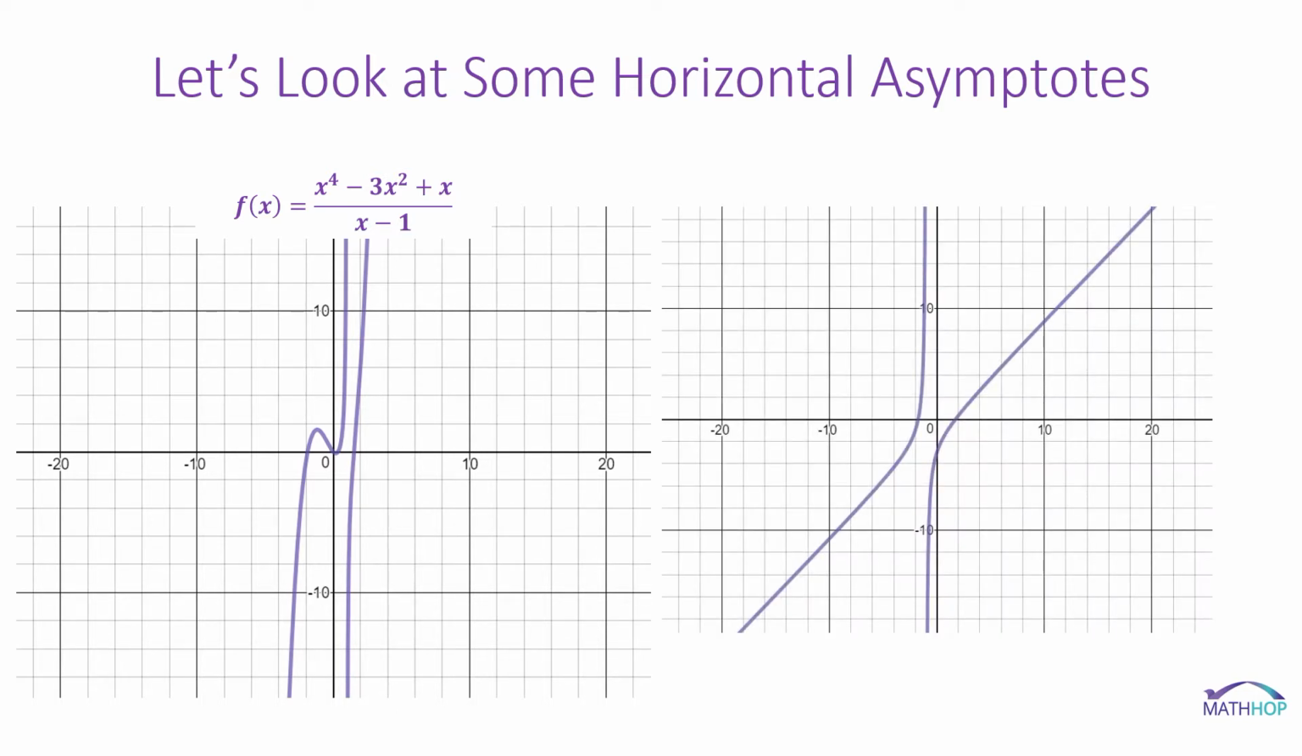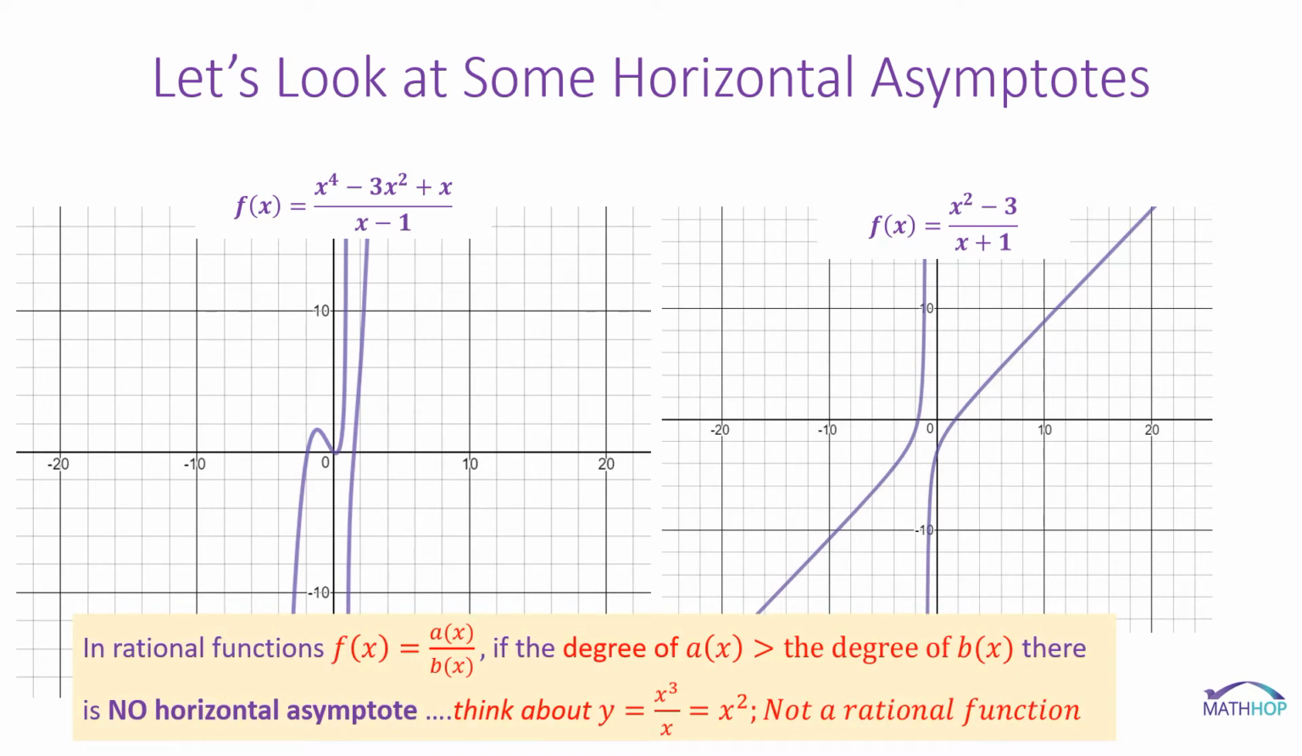Again, that does not appear to level off horizontally anywhere. We have f of x equals x squared minus 3 over x plus 1. And I couldn't tell you where there was a horizontal asymptote in either of those functions. And that's good, because notice the degree in the numerator is larger than in the denominator in both of these. And when the degree in the numerator is greater than the degree in the denominator, there is no horizontal asymptote.